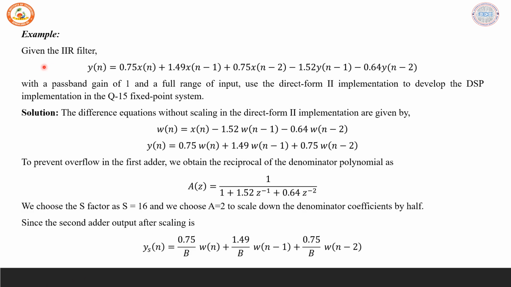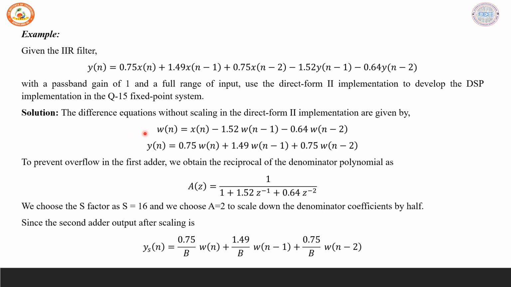Let us consider this example of the IIR filter to illustrate the concept. The equation describing the IIR filter is as shown, which is in terms of the input terms and the past values of output. The passband gain is said to be 1 and a full range of input can be considered here. We are asked to use direct form 2 implementation to develop the DSP implementation in Q15 fixed point system.